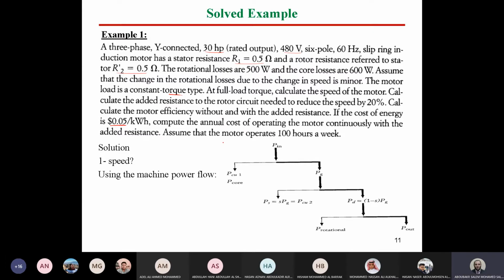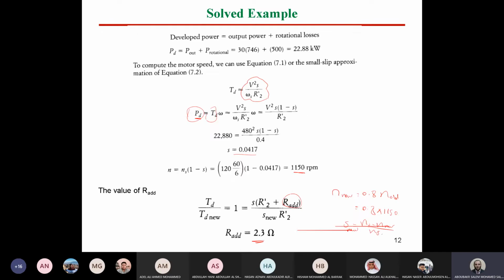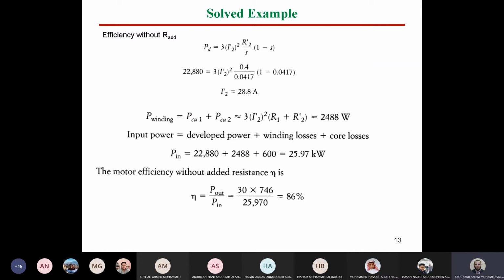Assume that the motor operates 100 hours a week. Here it's continuously, but he gives you the value of hours, so we can consider that this is the hours per week. Okay, fine. For that, guys, this example is very important. Let's see together. Start firstly with the efficiency, and after getting the value of R add, we need to calculate efficiency.